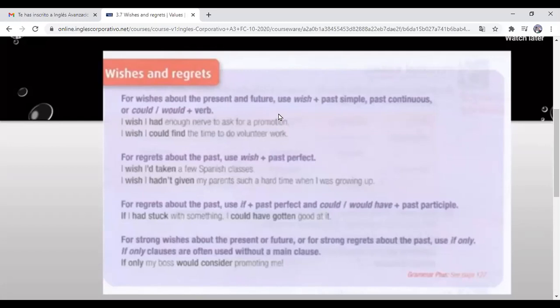So do you remember how many tenses we have in English? 12 tenses, exactly. So every tense has a different function. Every tense has a different structure. So in this case, when you're talking about wishes about present and future, you can use the simple past, or the past continuous form. Any questions there?